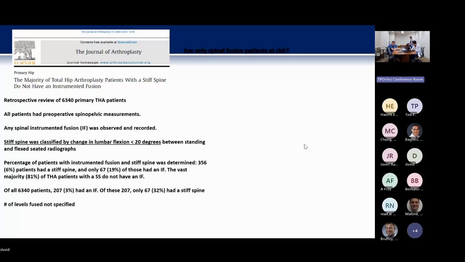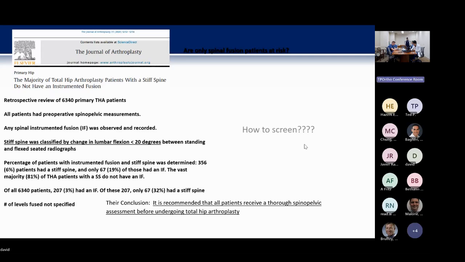Shortcomings of this study: they didn't specify how long the fusions were, and ultimately they suggested screening, but it's unclear what parameters or what X-rays may be helpful to look for this stiff spine in that setting. Also, they don't know how many levels were fused, so theoretically, a 4 or 5 level fusion versus a 2 to 1 fusion is going to act very differently for them.